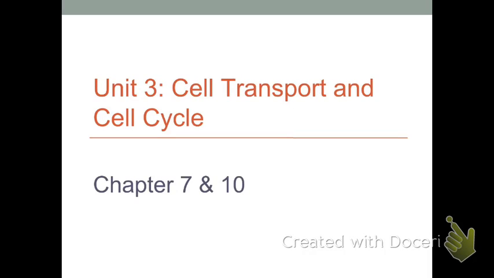All right, so cell transport, this comes out of Chapter 7. And then cell cycle is going to be out of Chapter 10. I'm thinking we'll probably have a quiz on Chapter 7 before we move on to Chapter 10, just to make sure we understand cell transport stuff before we move on. But we'll have an end-of-unit test, just like we did for this last unit. So this is Unit 3, but we're covering 2 chapters.